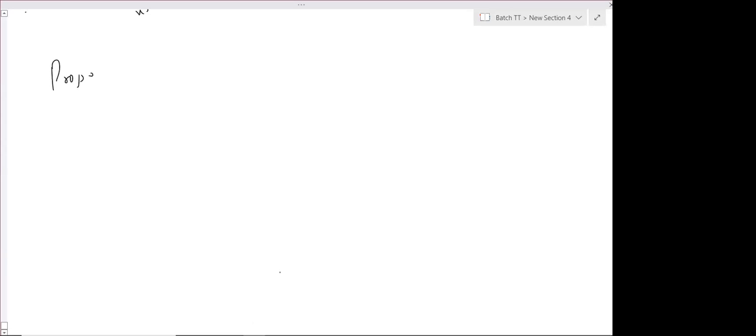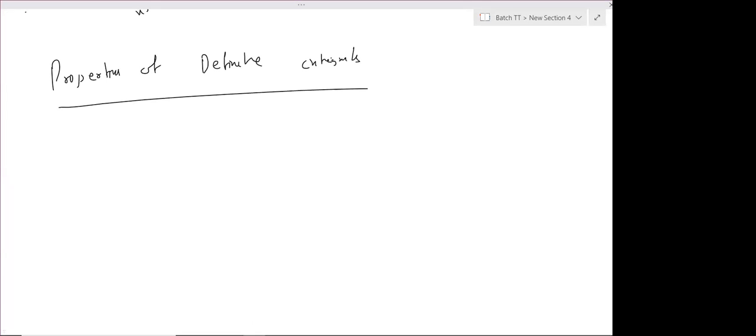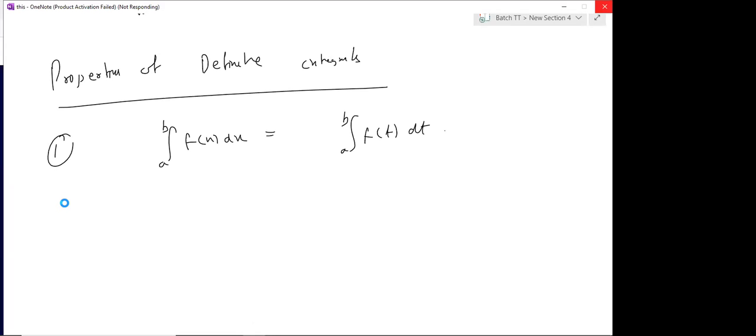Properties of definite integration. What is the first property? If you have integration a to b f of x dx, and this will be equal to a to b f of t dt. What this means, you can change the variable and it doesn't matter, right? We can change the variable, just the name of the variable, and everything remains same.